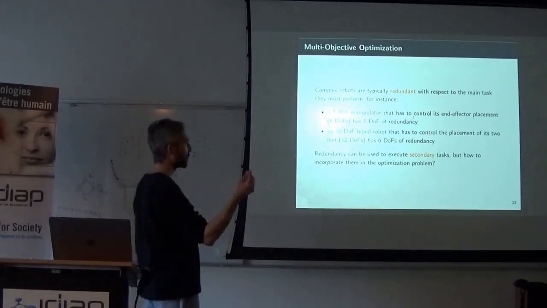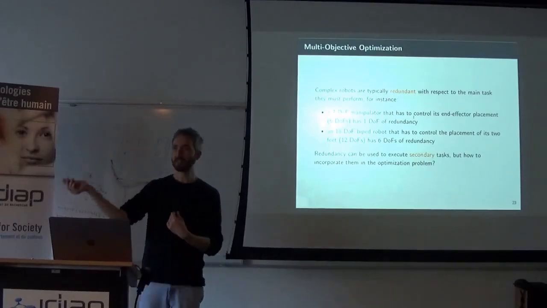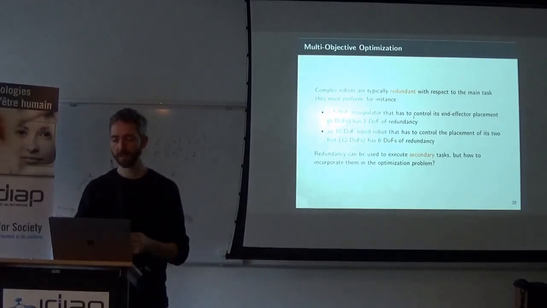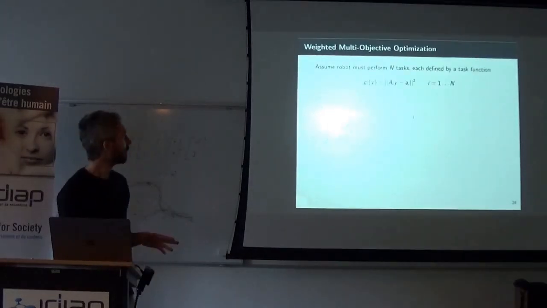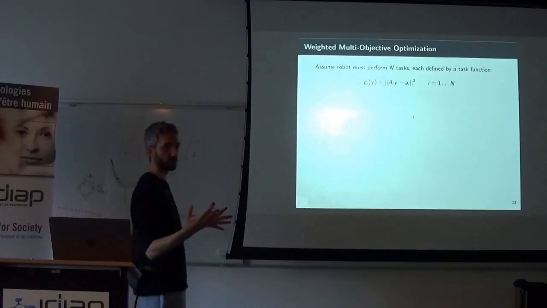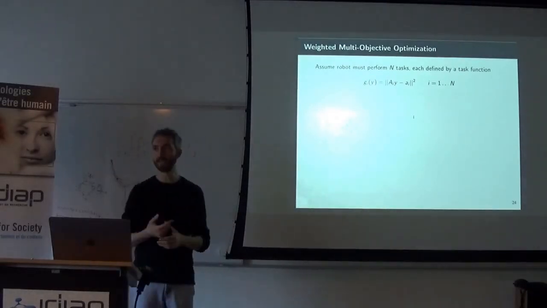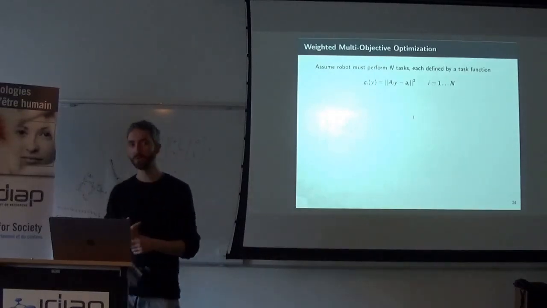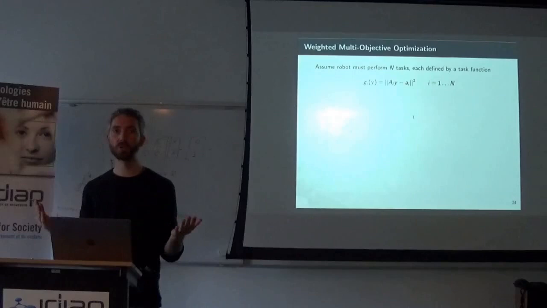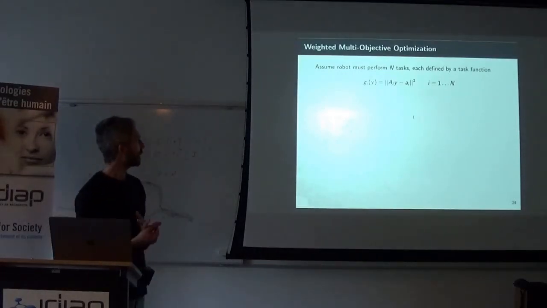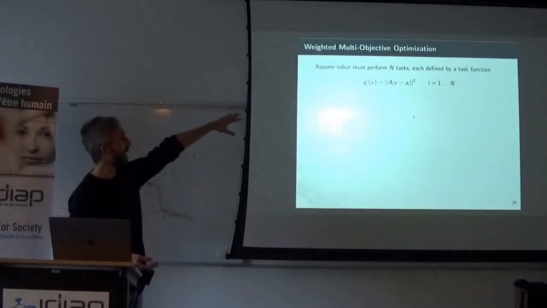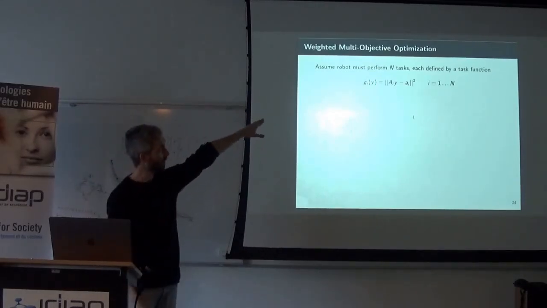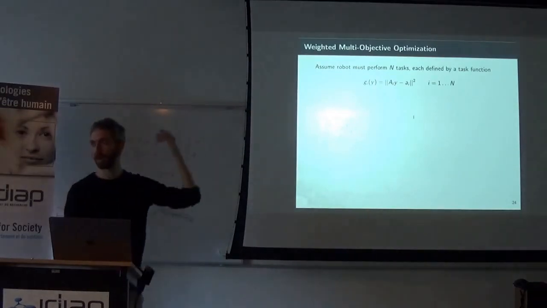So the question is, how do we incorporate these secondary tasks inside the optimization problems that we have just seen? And there are different ways of doing that. The simplest approach, and that's the one we are going to be using later during the lab session, is to use weights, which are also called soft priorities. So you have your capital N tasks. Each task is defined by a least square cost function, as we have seen before.